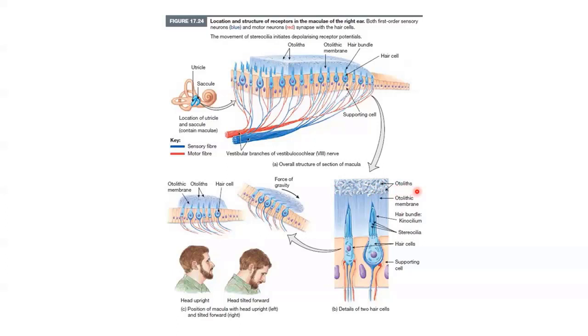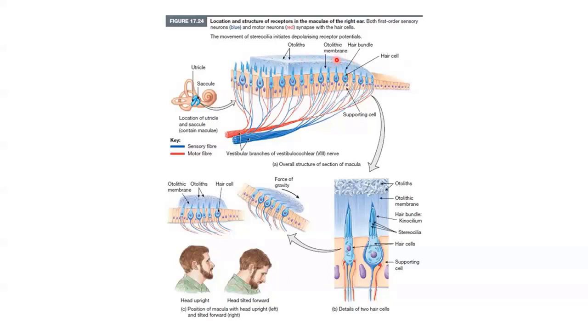So sitting within the macula, which sit within our utricle and our saccule, are our supporting cells, and then our hair cells. Sitting on top of and surrounding those hair bundles and hair cells is our otolithic membrane. Sitting on top of that membrane are our otoliths, so those crystals.